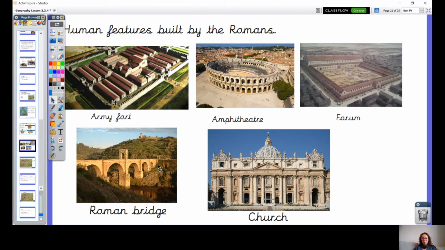Roman bridges. Obviously, we know that they were famous for building roads, and often roads go over water, so they were therefore also famous for their bridges. And finally, churches as well. We might find some churches on our map in a moment.